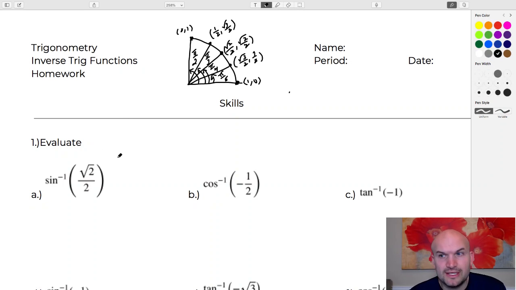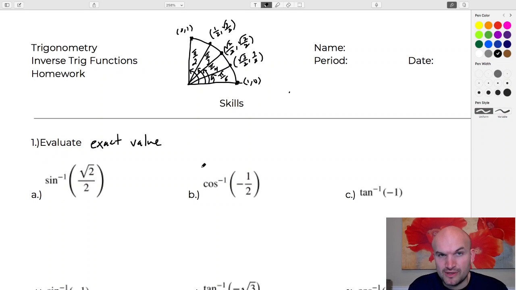All right, so let's go ahead and get on to evaluate. Really what we're doing is trying to find the exact value. I didn't write that in there because you could just plug these into your calculator. But my students are going to be taking a test where they're not going to have a calculator, so we're going to have to figure out what exactly the exact value is.